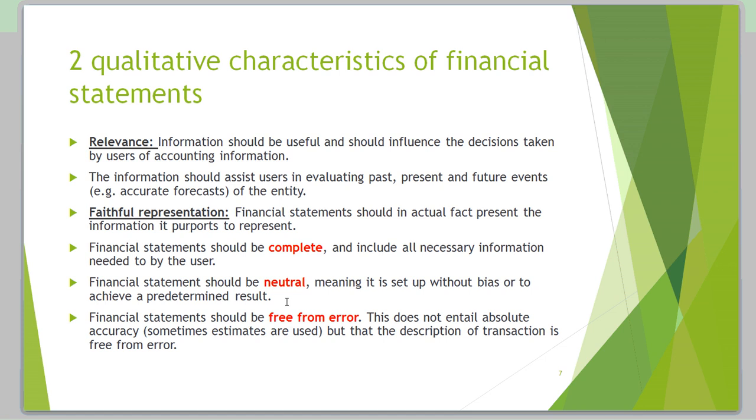They decide, we want our profit to be R1,000,000, and then they do whatever needs to be done in order to make sure that the profit is R1,000,000. It should not be done like that, because then the information is not neutral. And then financial statements should be free from error. So this does not mean that there's no inaccuracy, because sometimes we need to use estimates and we don't know the exact amount, but we need to describe the transaction, and the description of this transaction should be free from error. So those are the two qualitative characteristics of financial statements.